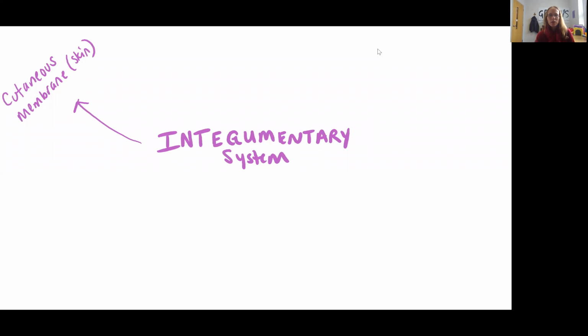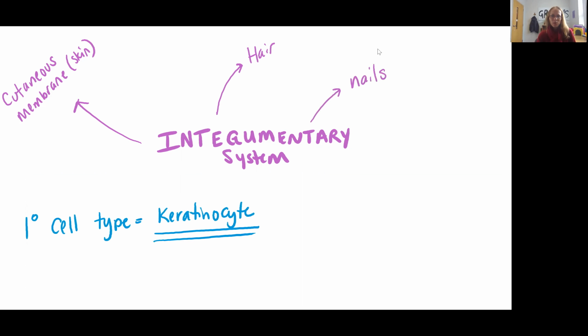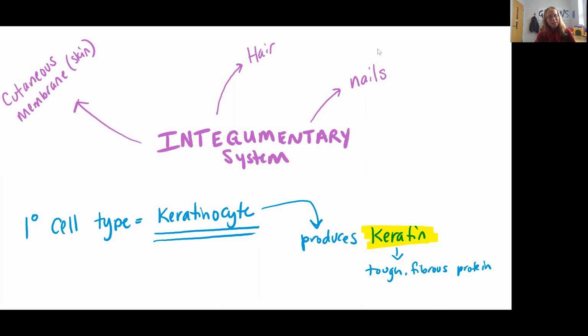Okay, so in addition to our cutaneous membrane, the integumentary system also includes the hair and the nails. Now, all three of these tissues, cutaneous membrane, hair, and nails, are all composed of the cell called the keratinocyte. So this is the primary cell type in the integumentary system. Now, of course, the CYTE ending tells us that this is a cell. So a keratinocyte is a cell that makes keratin.